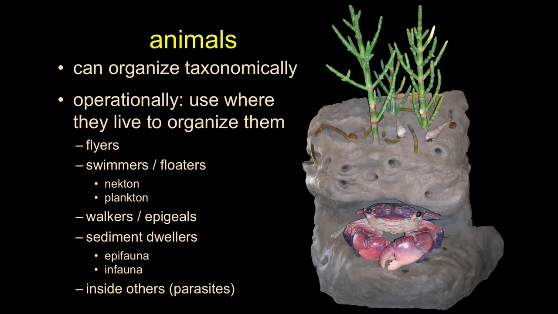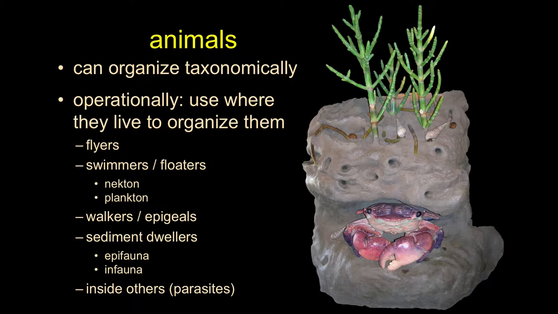Okay, some animals I'd like you guys to know. We typically use taxonomic organization for animals, but in practice, in restoration salt marsh stuff, we typically talk about guilds of critters. So what things eat or how things make a living. Most typically we talk about the flying critters, like the birds, but they also include bats. But typically we're thinking about birds here.